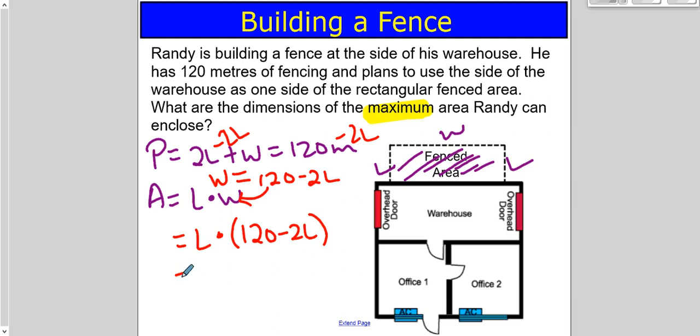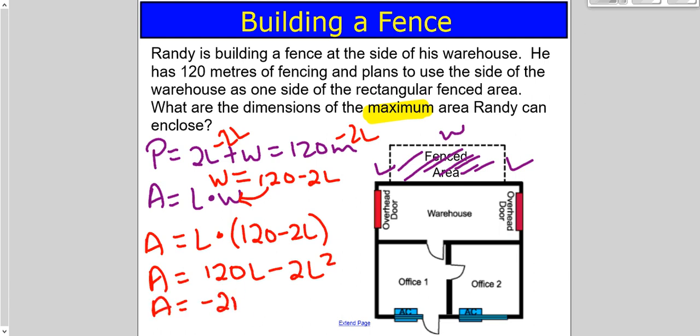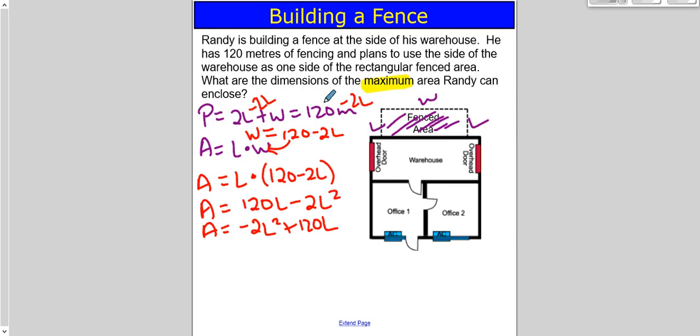All right, and if I expand that in, the area is going to be equal to 120L minus 2L squared, or how we like to write it, minus 2L squared plus 120L. And look at that. Now all of a sudden we have an equation that represents what's going on here. And I want the maximum area. So max area means vertex form. This means I want to know my vertex.